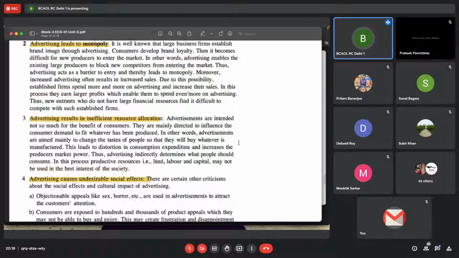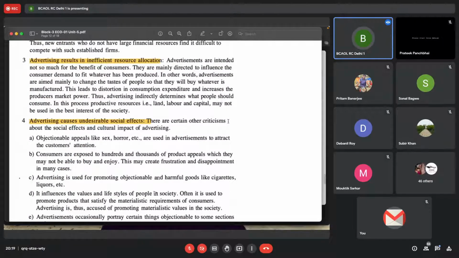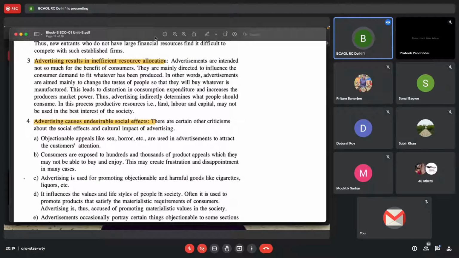It says inefficient resource allocation. How? The people who have more money will spend a lot of money to get the resources, and these are the people who will be creating more products. So in a way, the people who can pay will get the resources, and the people who can't pay will not get them. That is how inefficient resource allocation happens.